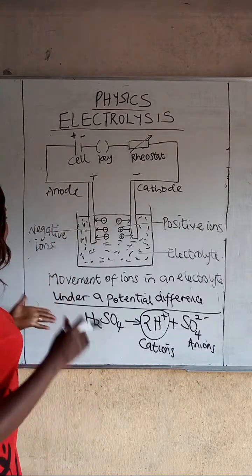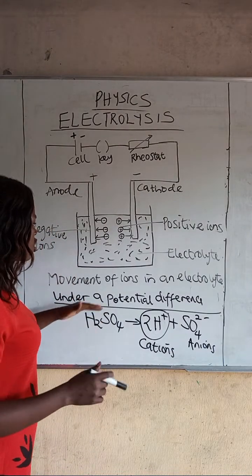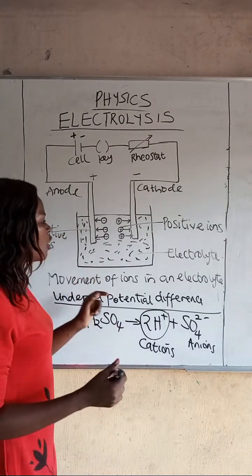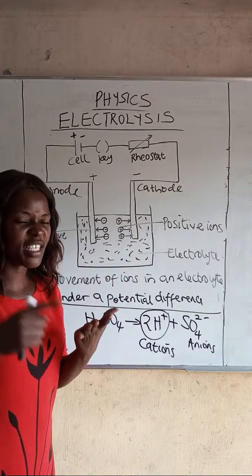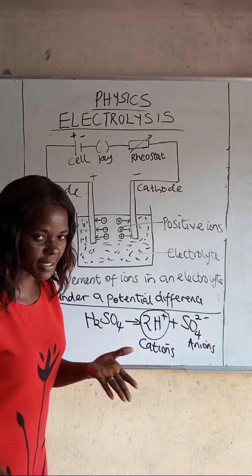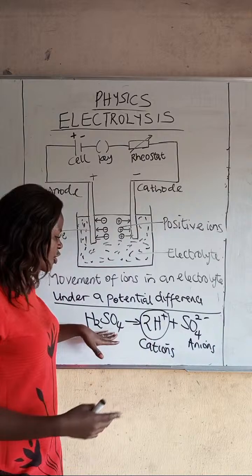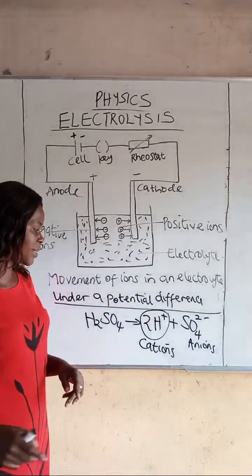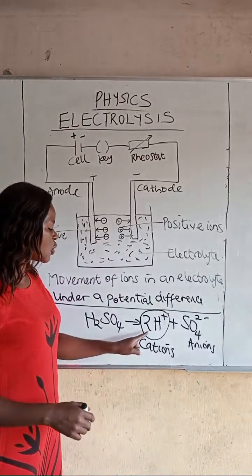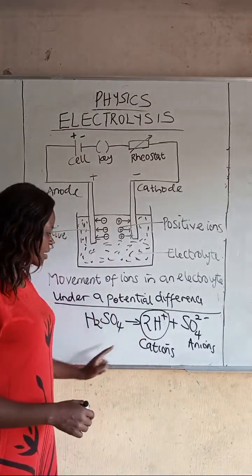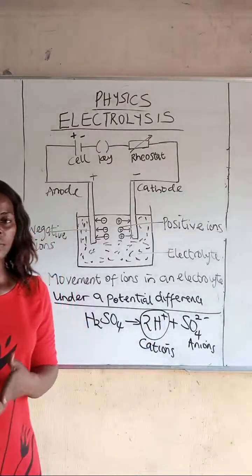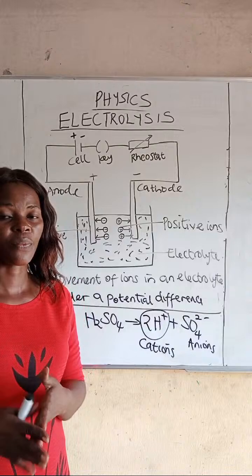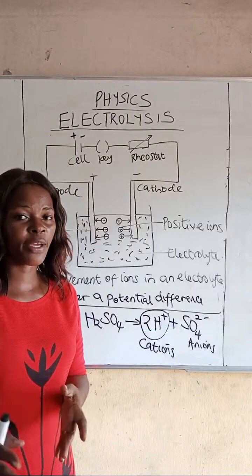Now let me explain again. I said during the dissociation of ions in this voltameter, all the ions in the electrolyte are going to dissociate. I used H2SO4 to explain that concept. If you dissociate, this will separate into cations and anions. Positive ions are called cations. Negative ions are called anions.